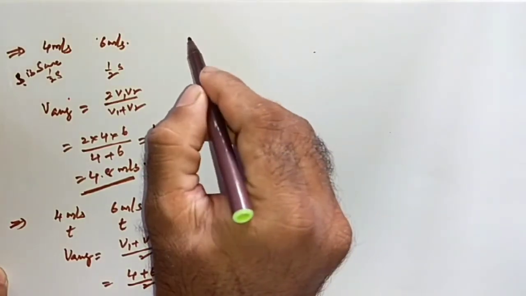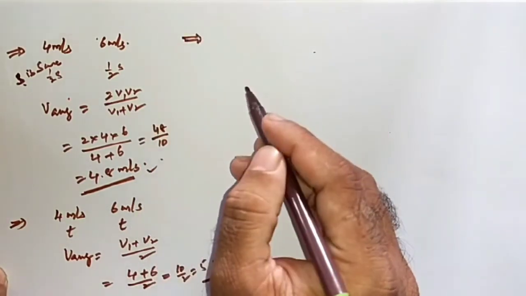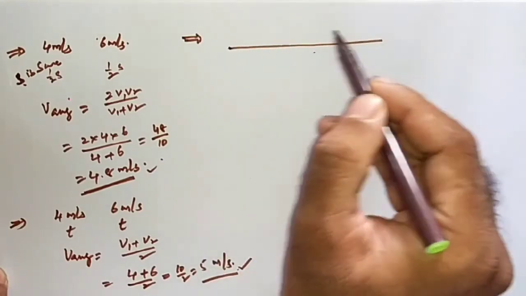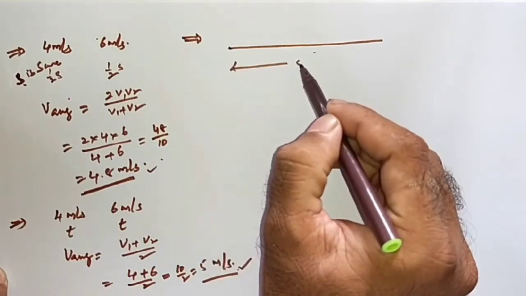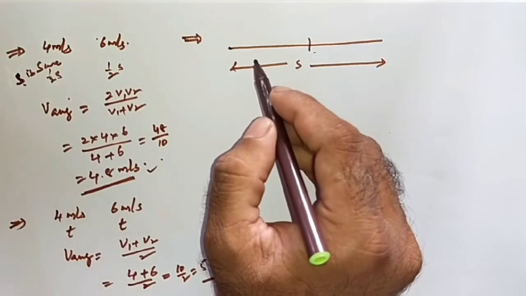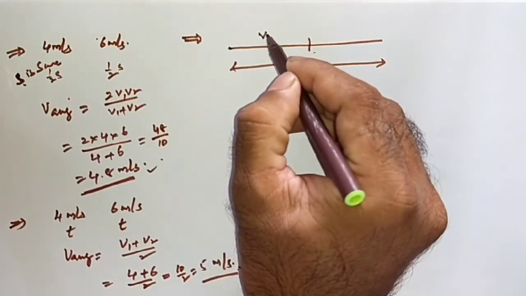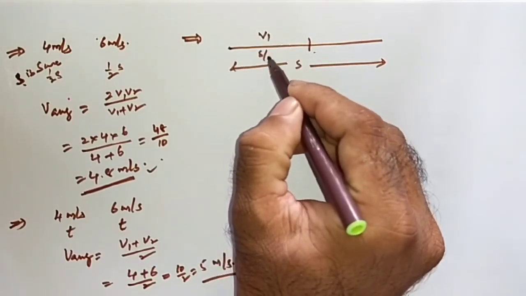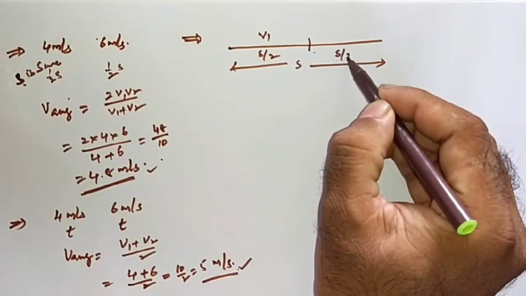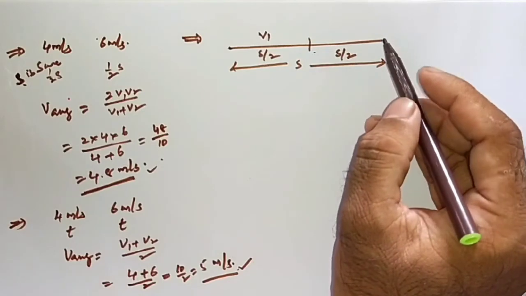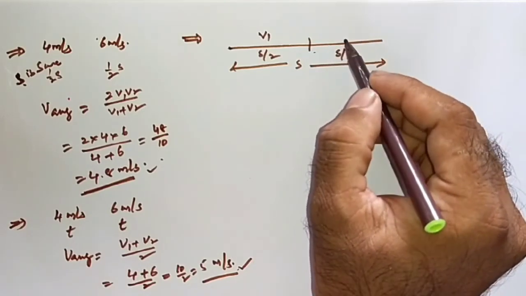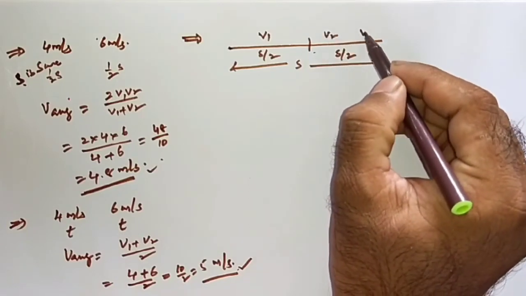Next let us see one more. A body travels the first half of the distance. Let us take the total distance as s. The first half of the distance, with a speed v1. That means this is s by 2. And the remaining half of the distance, s by 2, it travels for two equal intervals of time with the speeds v2 and v3.